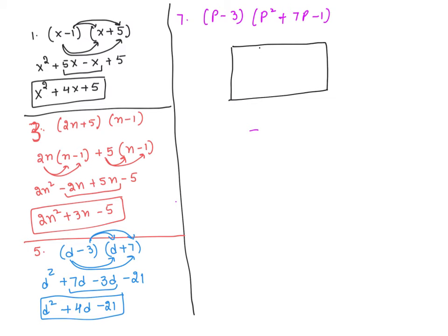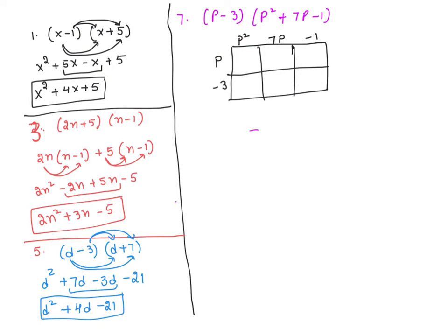And then you're going to make it into 3 columns. Because we have 3 terms, so we're going to write p squared, 7p, minus 1. And on the side, I have p minus 3. Again, when you have 3 terms in any equation or expression, when you're multiplying 3 terms, always try to use the box method because this is more organized.